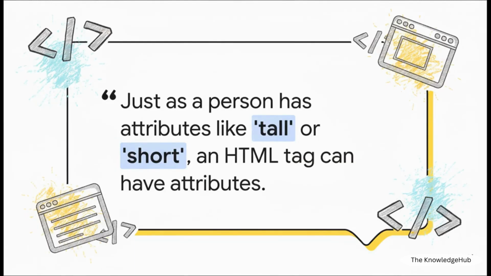A person is a person, right? But an attribute like tall or short gives us way more information about them. It's the exact same idea in HTML. A p tag is just a paragraph, but an attribute can give it a specific ID or a style, adding this crucial layer of extra detail.